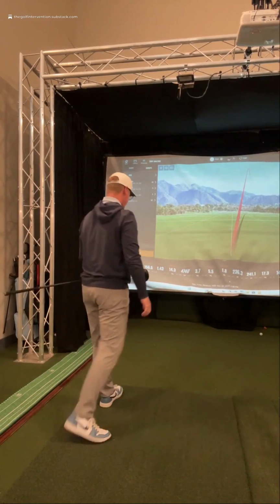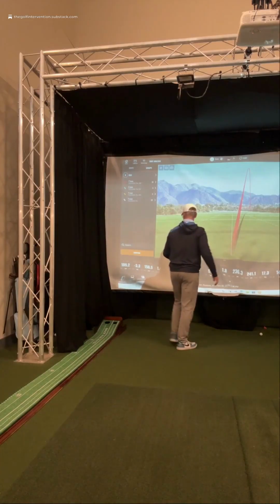Ball speed was only 156, kind of banging off the toe, but club speed was kind of good. It was 109 club speed.